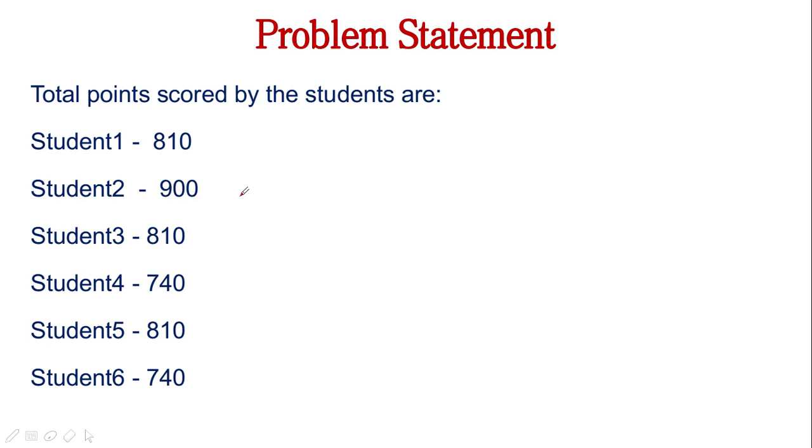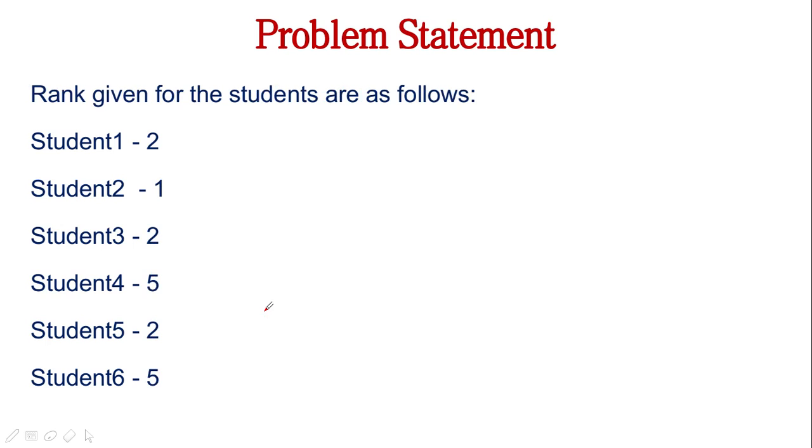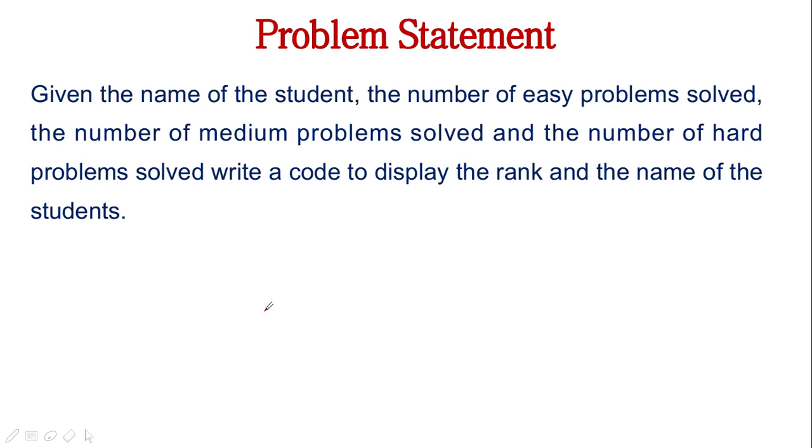So, student 2 has scored rank 1, and all three students with 810 have scored rank 2. Since three students have rank 2, there is no rank 3 as well as rank 4, only rank 5 comes, and both of the remaining students have the same score, so both of them will get rank 5. If there is one more student, he will not get rank 6, instead he will get rank 7. So that is what is shown here.